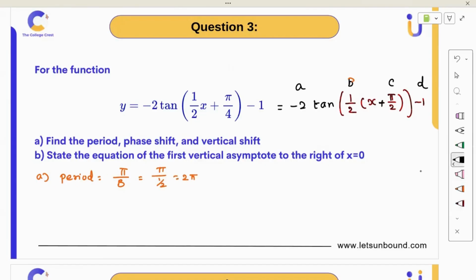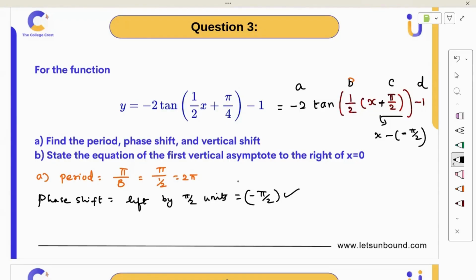Next part. Let's find phase shift. Phase shift is C, right? It's plus pi by 2, which means phase shift left by, okay, if you see plus, actually this is x minus of minus pi by 2. That's why it's left pi by 2 units. Left by pi by 2 units, and as a factor, it's just negative pi by 2.